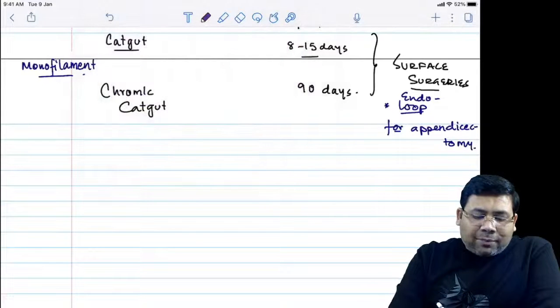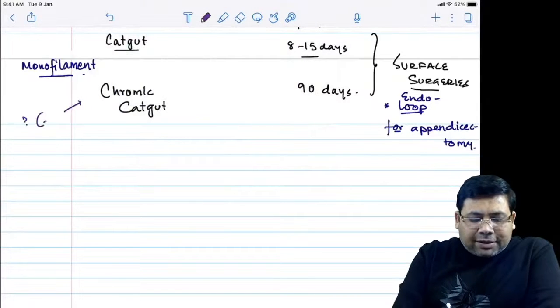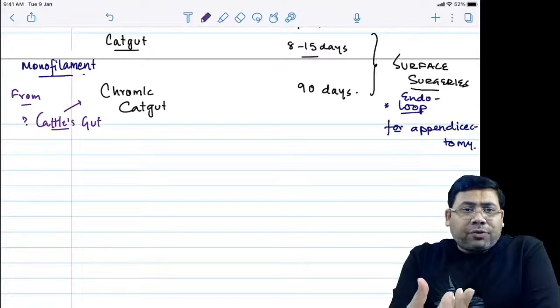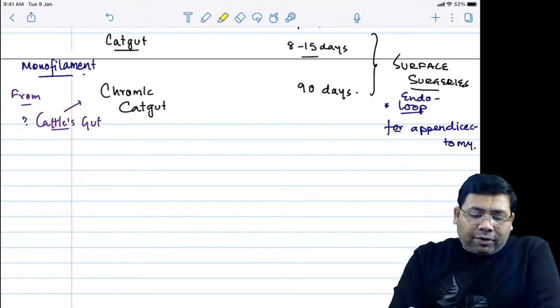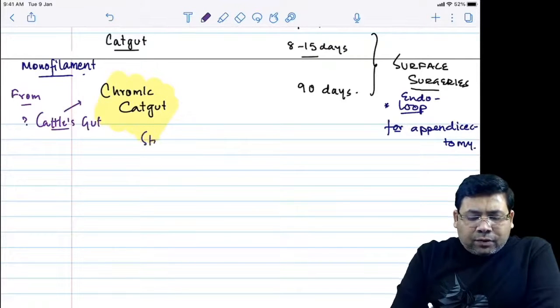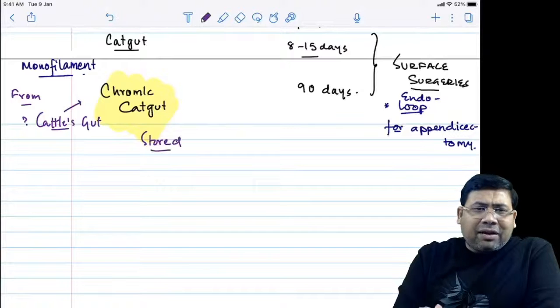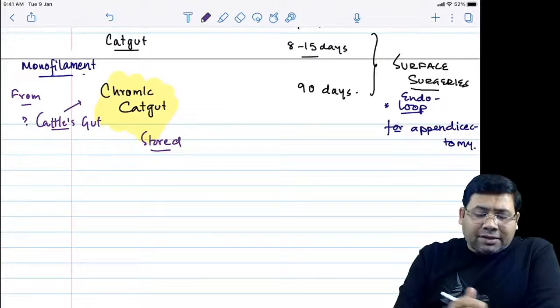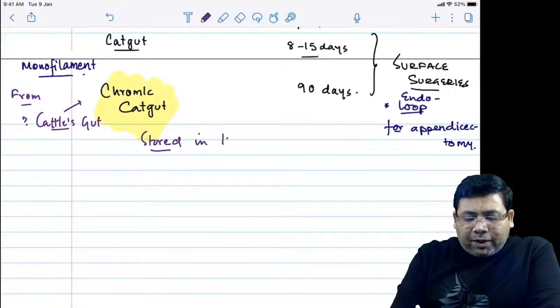It is known as catgut because it is prepared from cattle's gut. Either you can use buffalo, or you can take it from sheep. Now, one more very important thing about chromic catgut: why is it very popular in developing countries? It is cheap. The second important thing is it is stored in isopropyl alcohol.